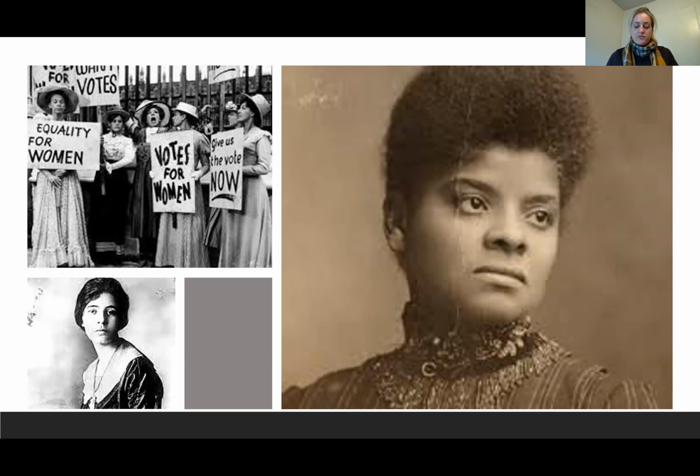Remember, the right of suffrage is the key when it comes to a democracy. Having the right to vote equates to having the right to implement change.